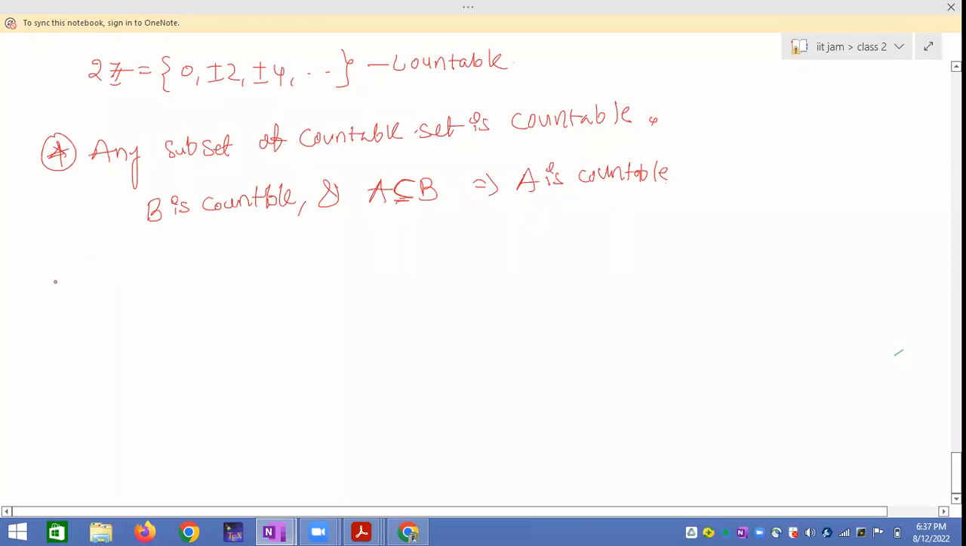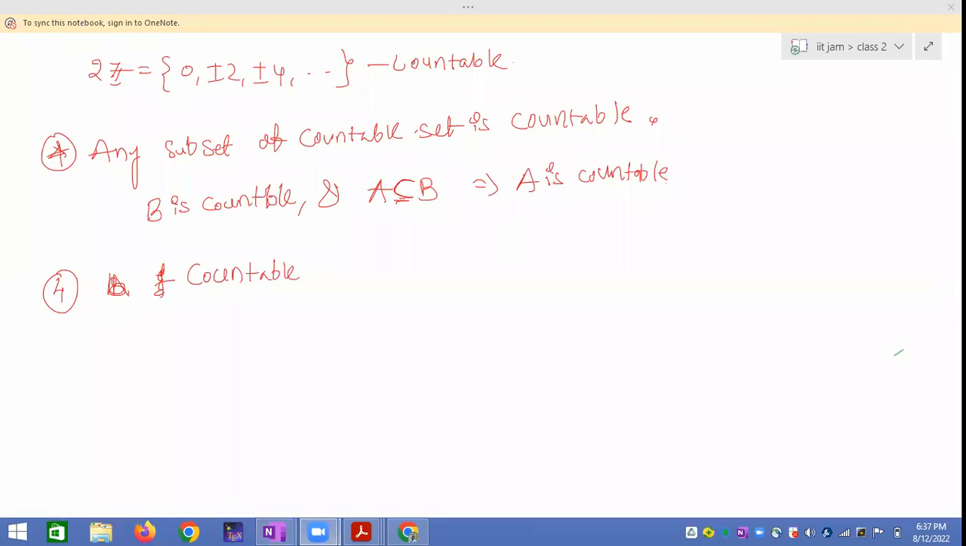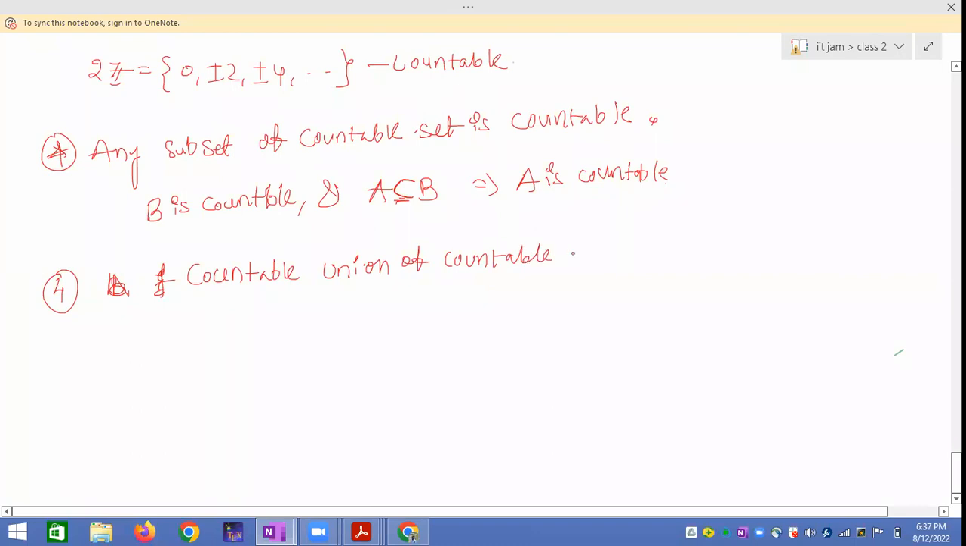Now look at the set N cross N. Before going to N cross N, I will say one thing. The finite union of countable sets is always countable. Also, a countable union of countable sets is always countable, not arbitrary union. Countable union of countable sets is always countable.